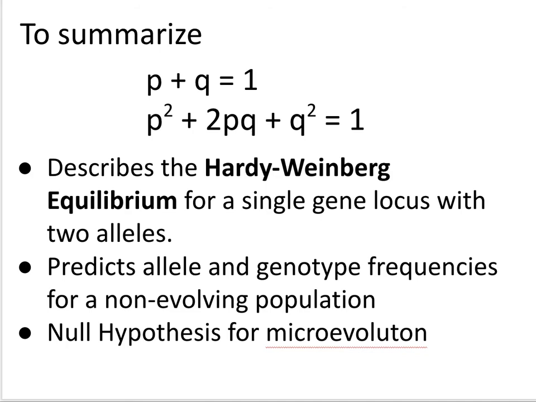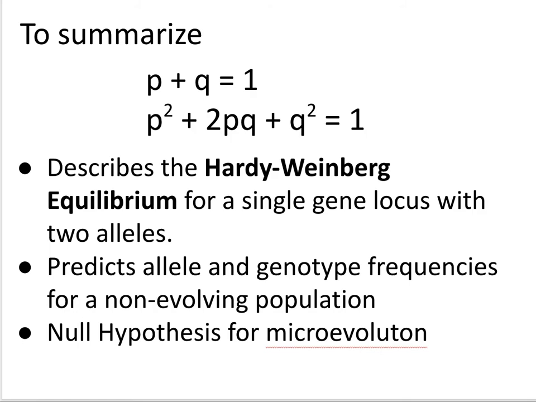And so these are the two equations, P plus Q equals 1, and P squared plus 2PQ plus Q squared equals 1. And you don't have to memorize these for AP Bio since they're on the equations and formulas sheet. But these two equations describe the Hardy-Weinberg Equilibrium. If you had more alleles, there are more complex versions of this, but this describes the Hardy-Weinberg Equilibrium, and it predicts allele and genotype frequencies in a population that isn't evolving.